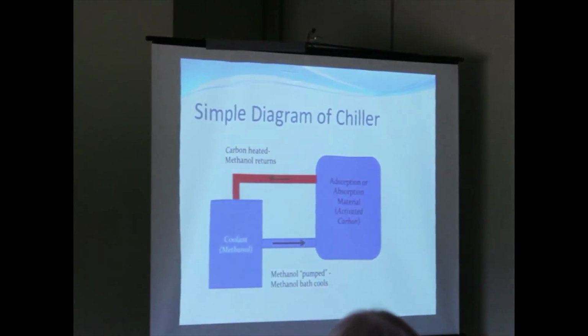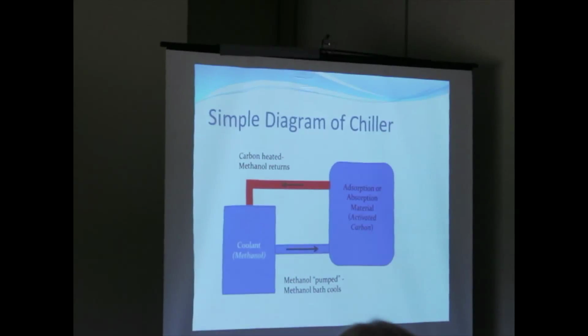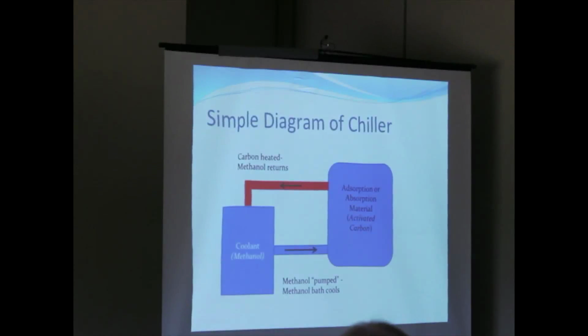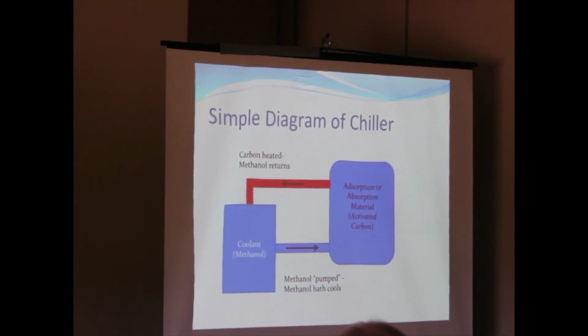I just wanted to give you an idea of what the thermodynamics and schematics of my project look like. It's a pretty simple system the way it's set up, but it's not easy to replicate. We have an adsorption chamber, which is the activated carbon, and then we have the coolant, which is the methanol. When we heat the carbon, the methanol returns back into the methanol chamber, and similarly, when the carbon is cooled, it adsorbs the methanol again. So we can get a cycle going. When carbon heats, it desorbs. When it cools, it adsorbs.